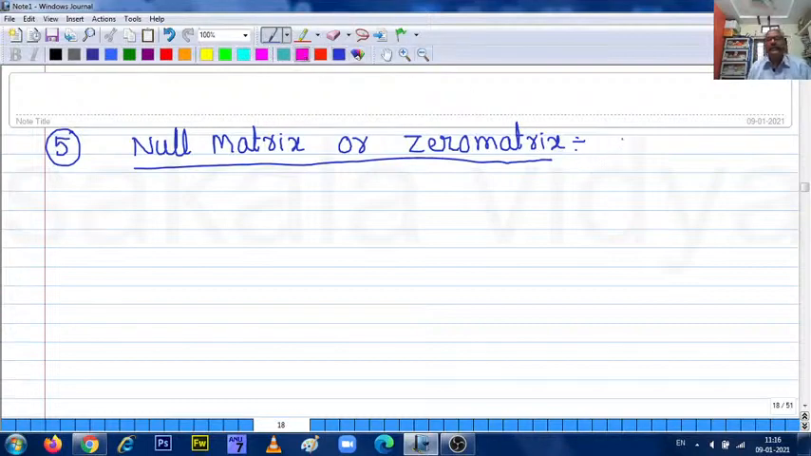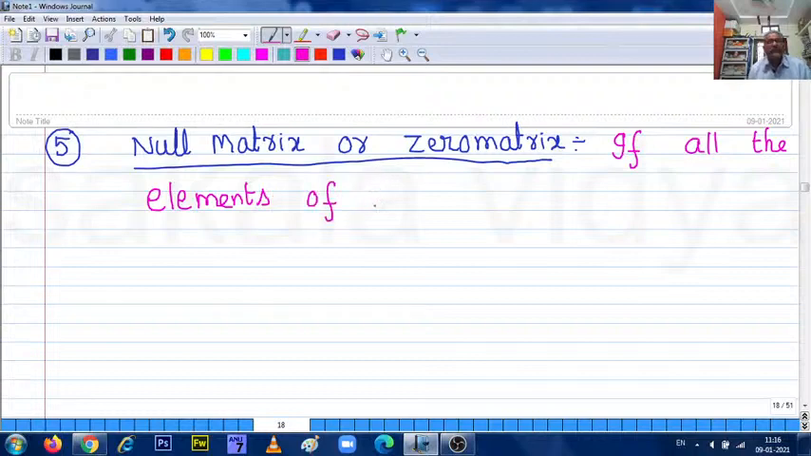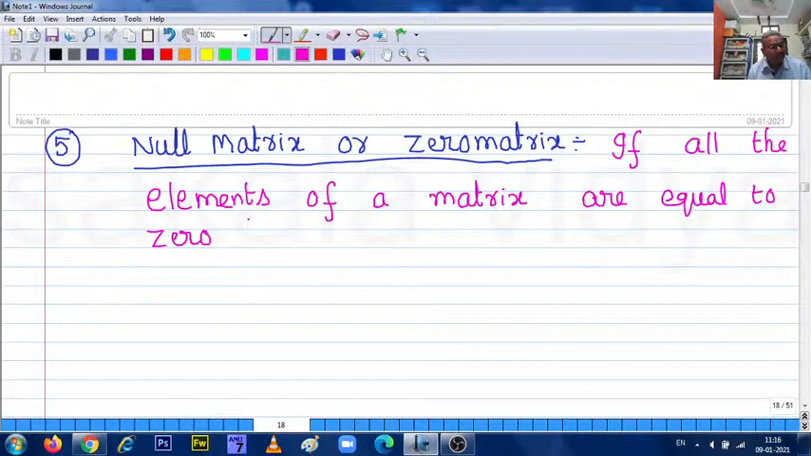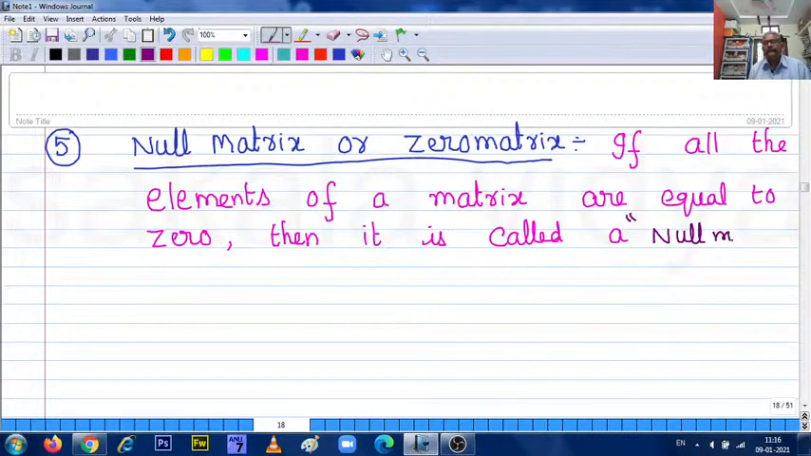See, that can be defined like this: if all the elements of a matrix are equal to 0, then it is called a null matrix or zero matrix.